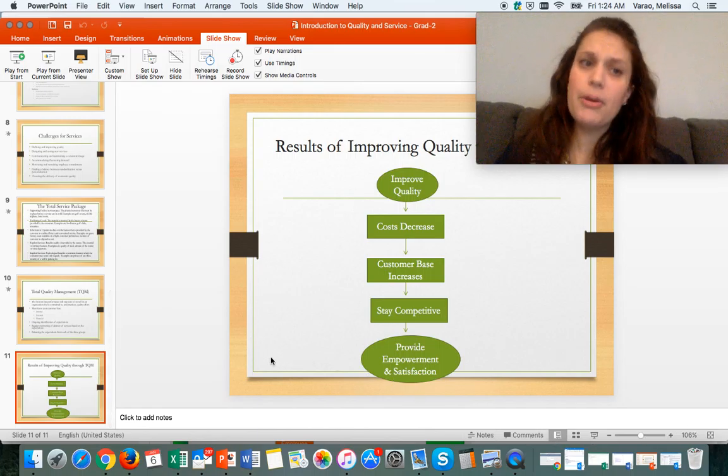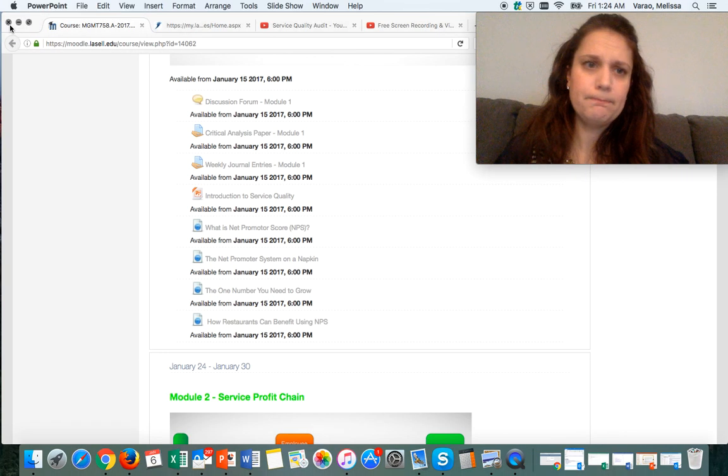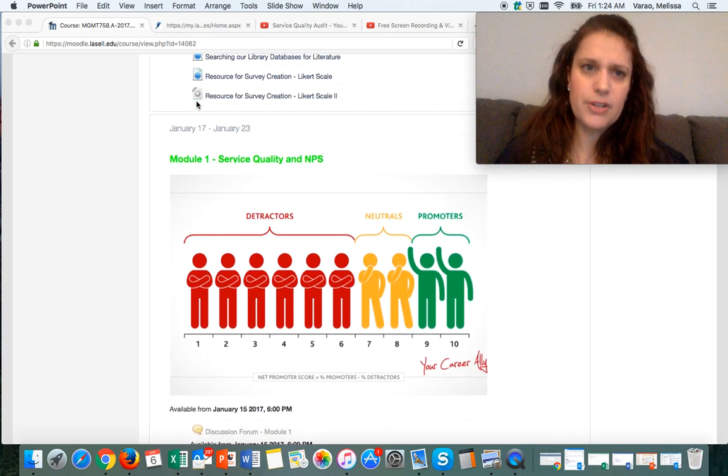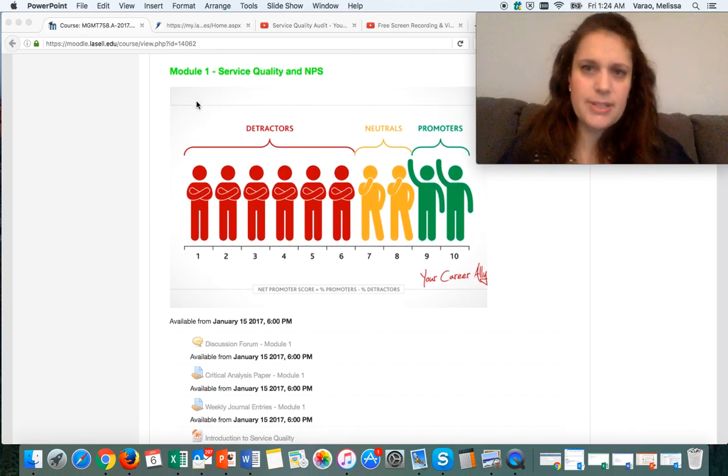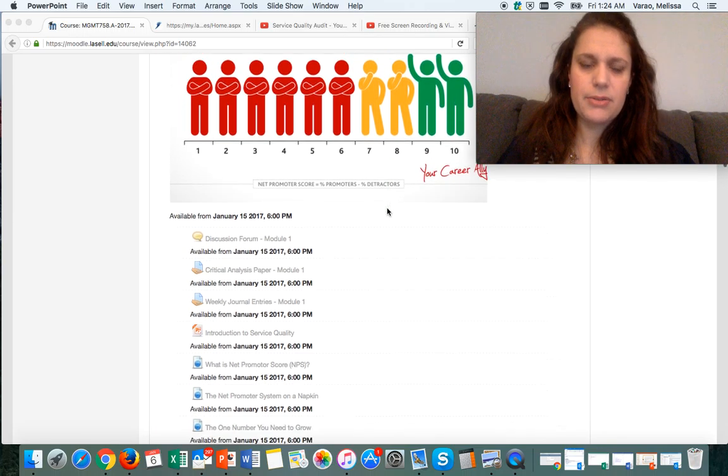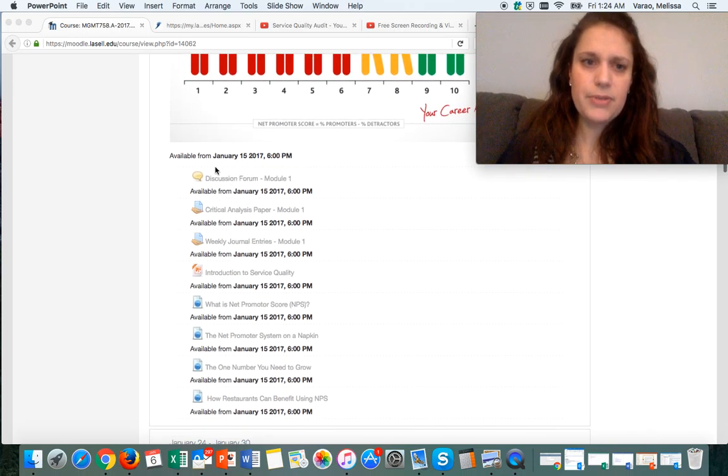So that is it with those slides. I want you to go back through them and research each point more specifically. And if you see here, since this is our first module, I'll walk you through the process that you're going to go through. Again, this graph here is related to NPS, which we'll get to further down the line. But these first three things you'll see on every module.